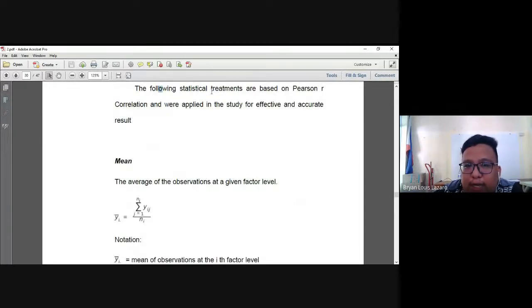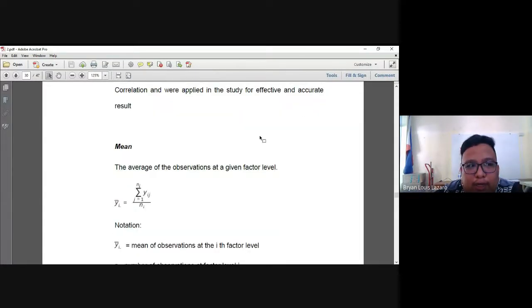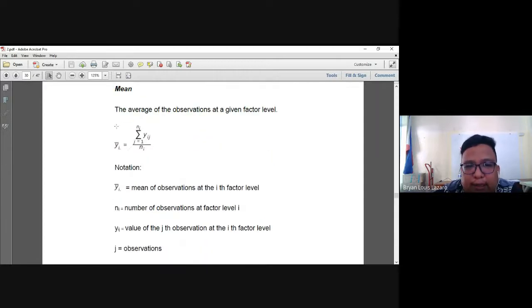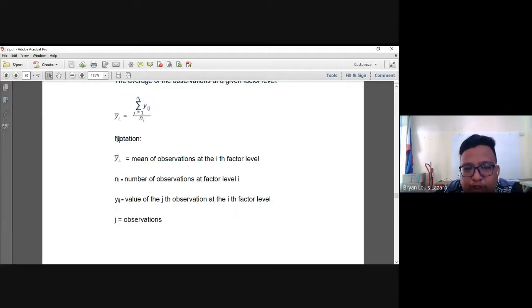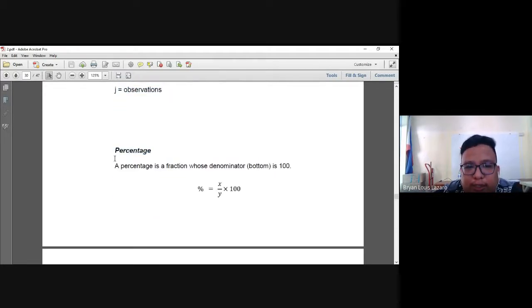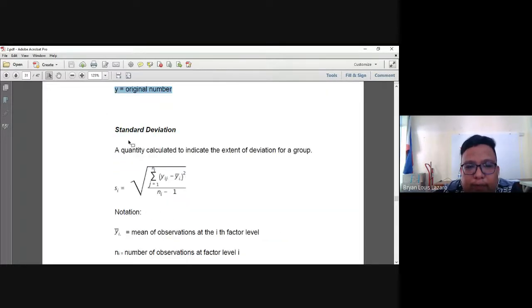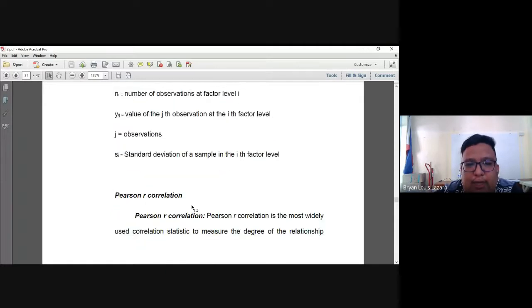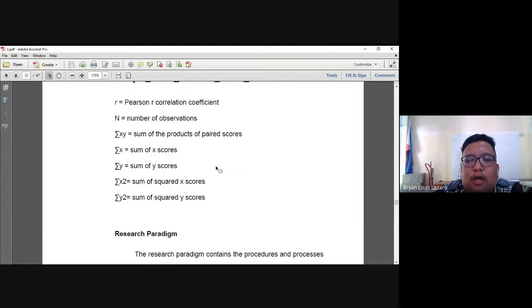So, the following are the data analysis procedures that will be used in the research. So, ayan. The average, and so on. So, yan. Yung formula, tapos yung notation nakalagay dyan. Percentage, yung notation din dyan. And then, the standard deviation, and everything. And then, the Pearson R correlation, and the formula for Pearson R, as I've said.